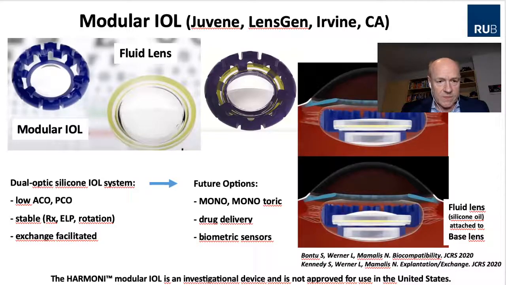So this lens consists of a dual optic silicone IOL system with low anterior and posterior capsular opacification. It is stable, and exchange is facilitated. Future options include monofocal toric, drug delivery, or biometric sensors like IOP sensors.